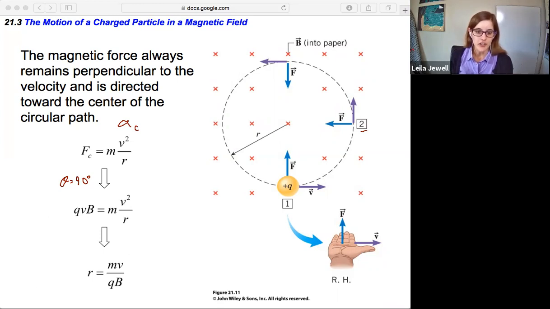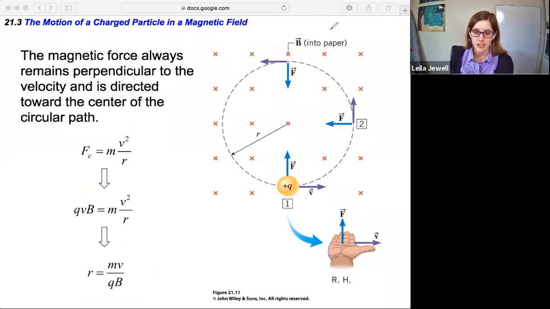This allows us to then solve for the radius. We can notice that the radius of the circle, how big the circle is, is set by the mass of the particle, how fast the particle is moving, divided by the charge, and divided by the magnetic field. So if you have a more massive particle, it's going to be a larger circle. If you have a smaller charge, that will also create a larger circle because there's less inward force pulling it in.